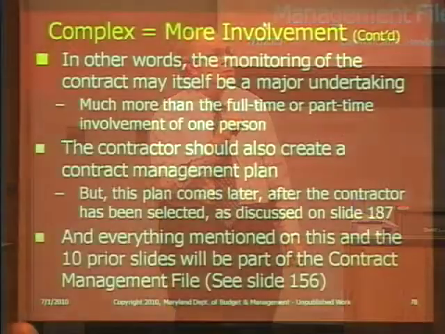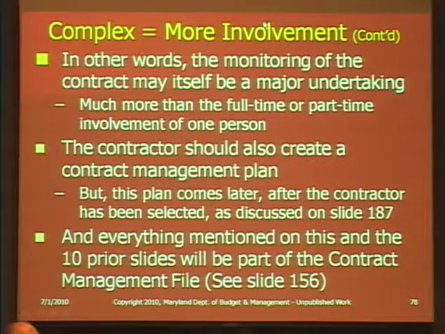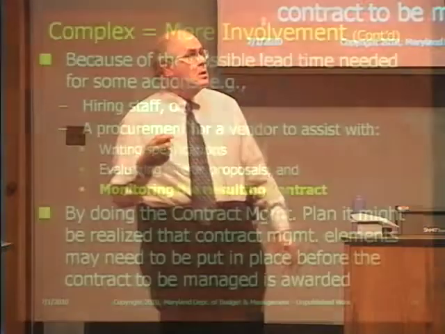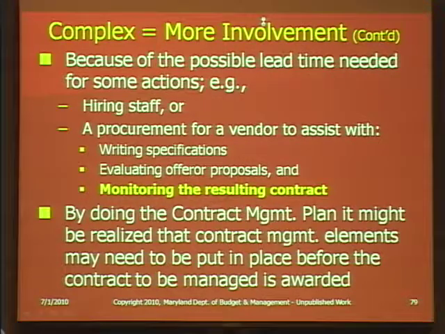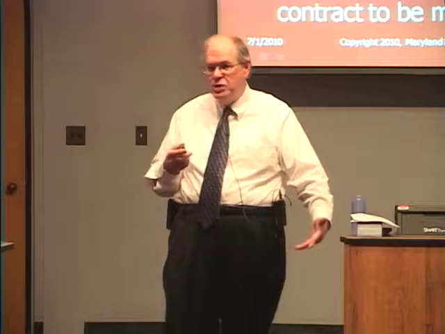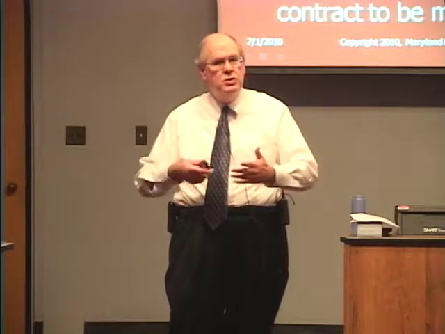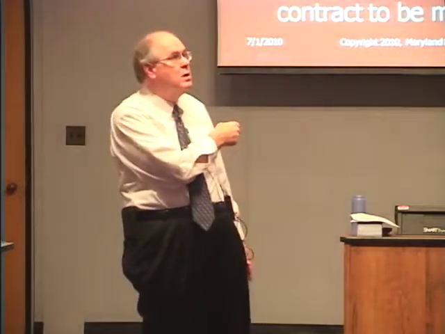And let's see, everything mentioned in the 10 prior slides will be part of the contract management file. All the stuff we're talking about is in your file to document. Because of the possible lead time needed for some action, hiring staff, procurement, etc., by doing the contract management plan, it might be realized the contract management elements may need to be put in place before the contract to be managed is awarded. So if you need to do something 2 years in advance, you need to do it 2 years in advance. If you didn't know that until you went to do a procurement, then you're going to delay the project by 2 years because you just realized something else has to happen first.